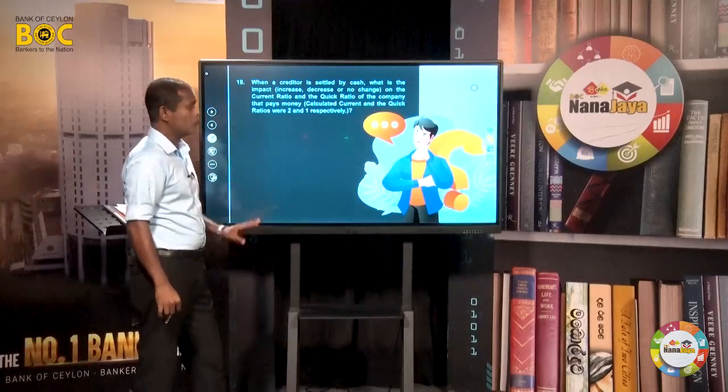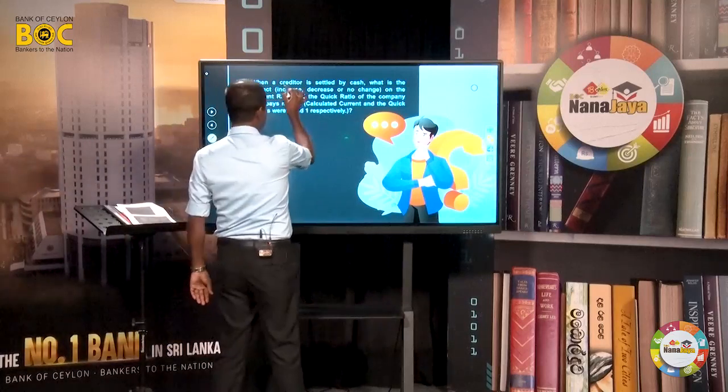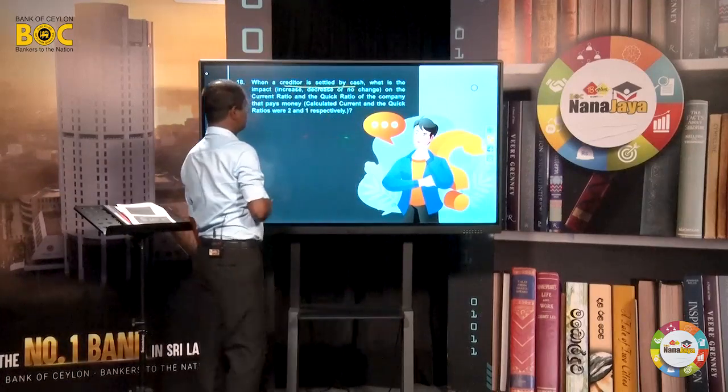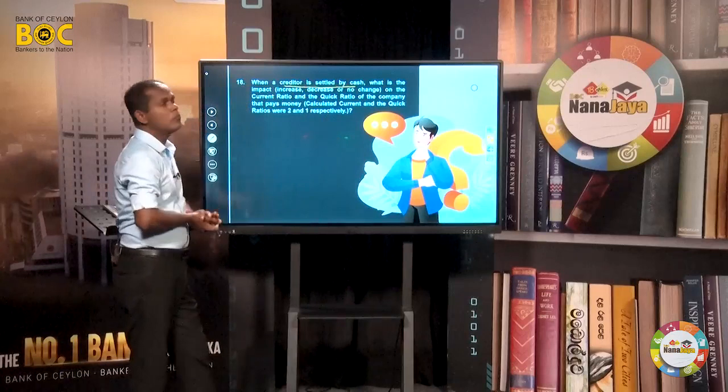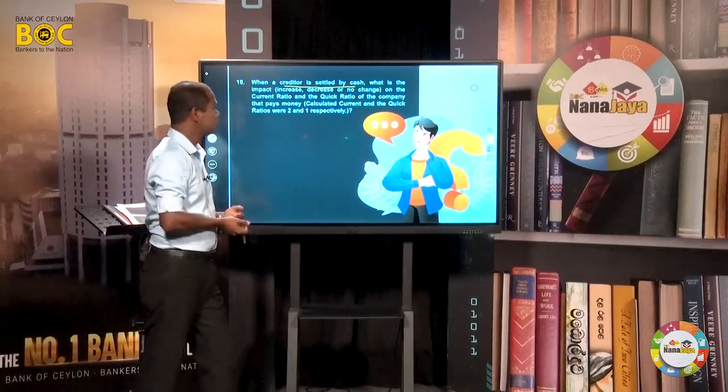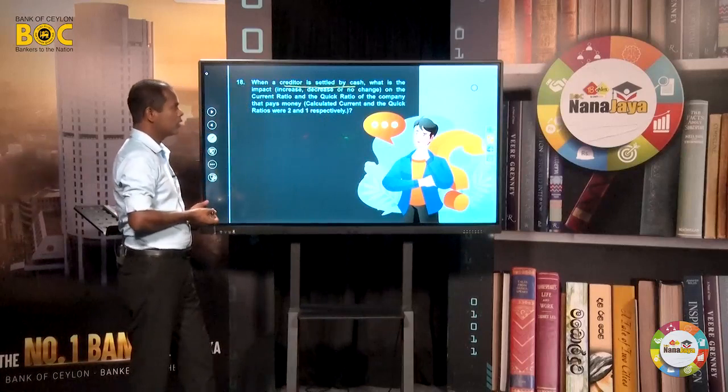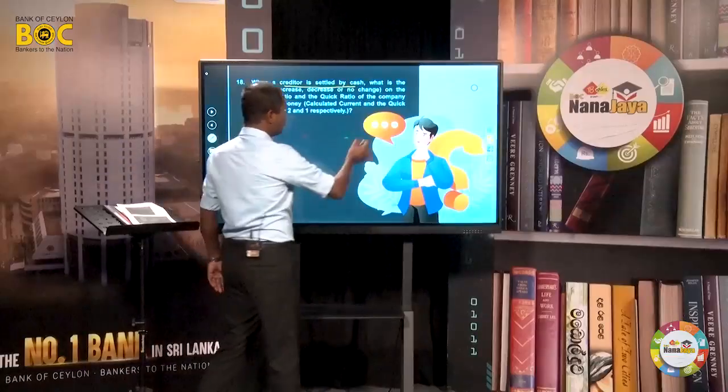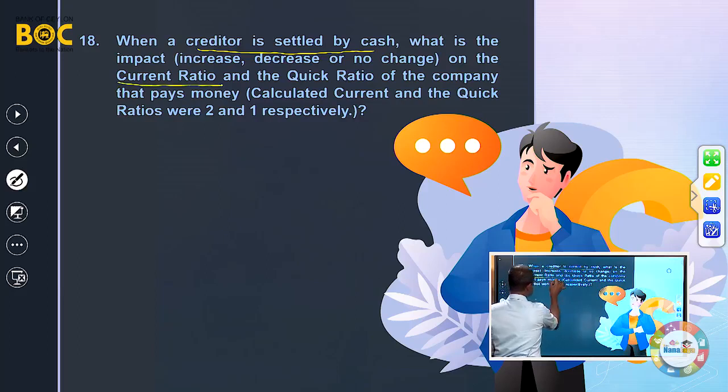When a creditor is settled by cash, what is the impact? Impact means increase, decrease or no change. On what? The current ratio and quick ratio of the company that pays the money.